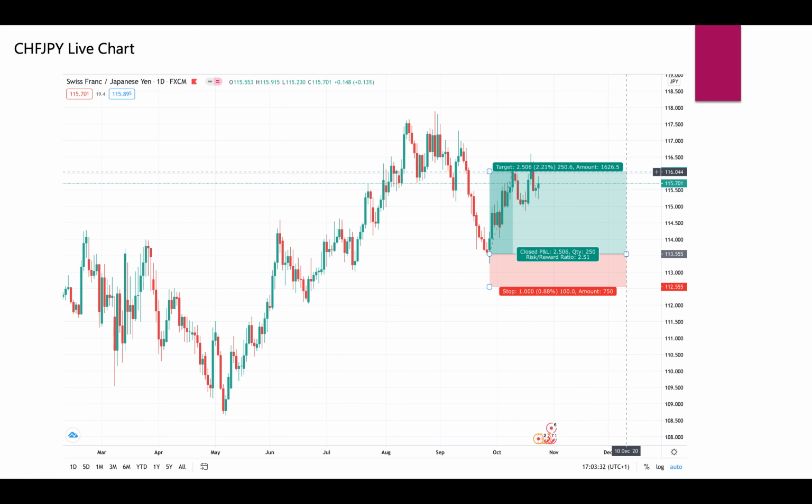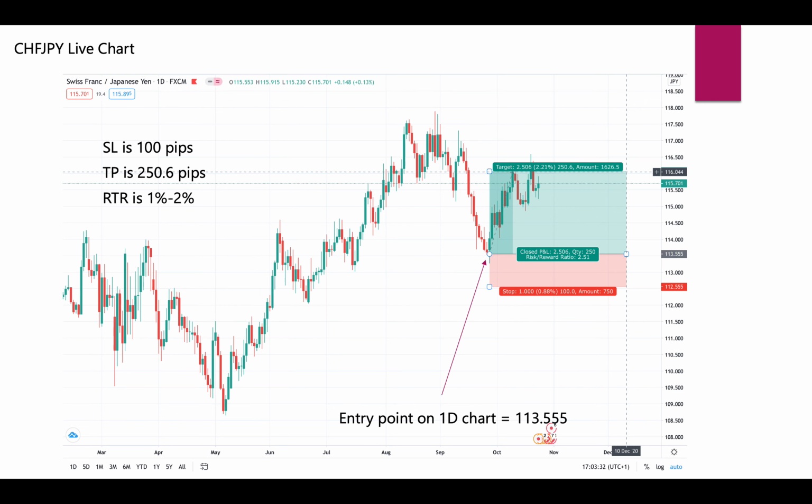You know, it's looking very nice, we're happy with it. Would you be happy with that trade, guys? That's our entry point on the daily chart, 113.555. Looks like a good trade, right? Stop loss 100 pips, take profit 250.6 pips. Risk to reward is 1 to 2. So we've got a nice risk to reward, nice pips.